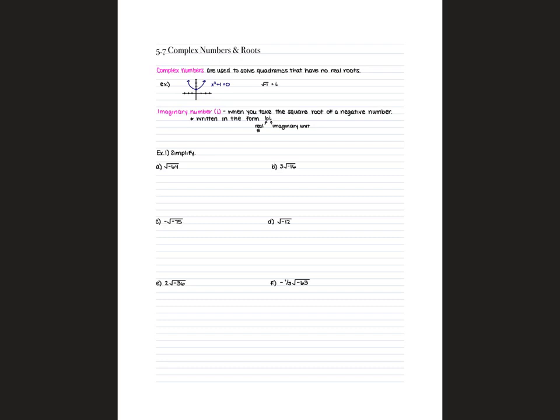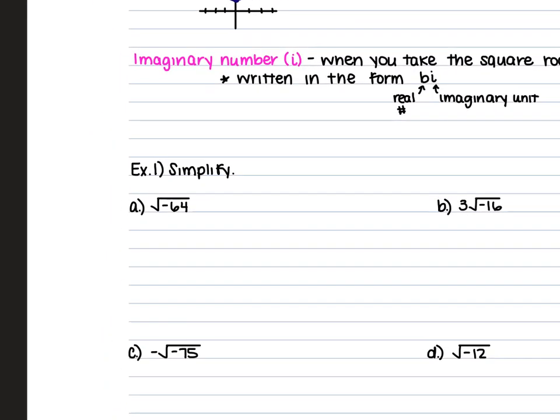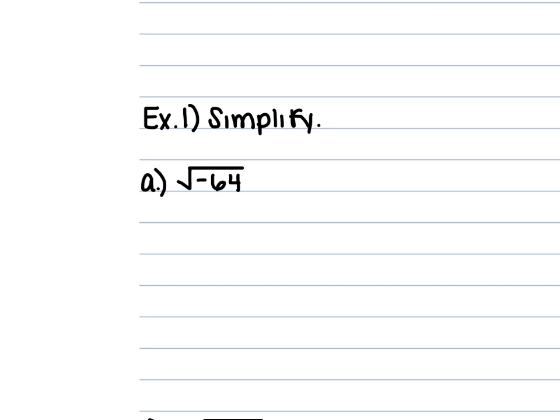So we look at some examples here. For example, 1a, we are simplifying the square root of negative 64. In order to turn this negative 64 into a positive 64, we're going to take an i out of it, and then take the square root of the 64. 64 is 8 times 8, so it's just 8i.